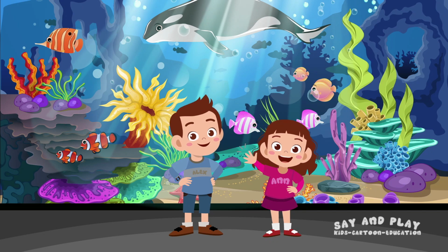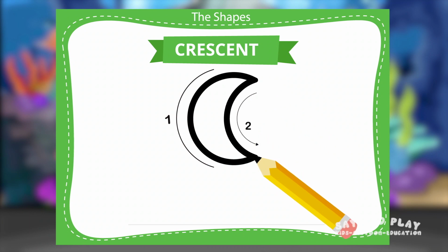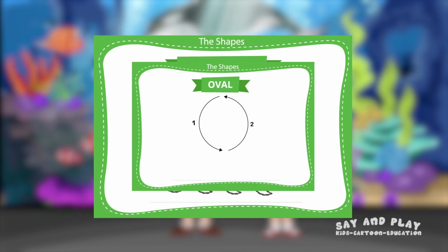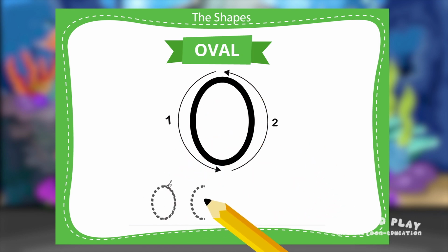I know only an oval shape. I know the crescent shape. How to write a crescent shape? Okay, I will show you. This is a crescent shape. This is an oval shape.